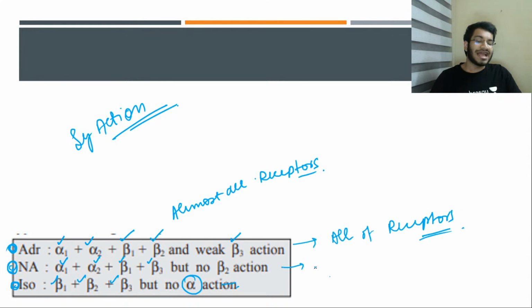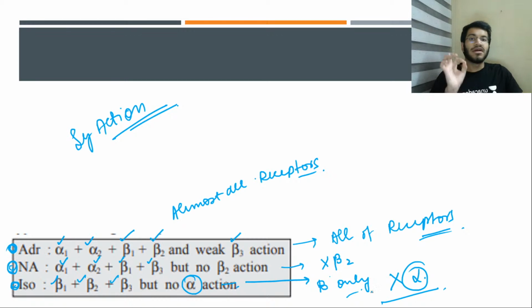Noradrenaline will be having action on alpha 1, alpha 2, beta 1, beta 3. No beta 2 action will be produced. Isoprenaline will be only having beta stimulation, no alpha. Right? Is it fine? Let's move further.